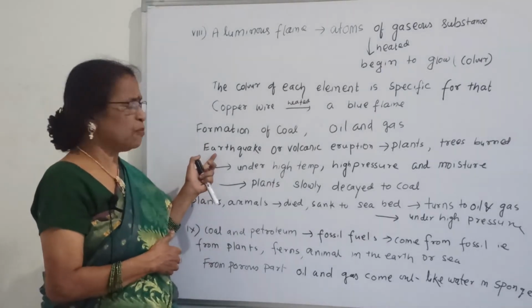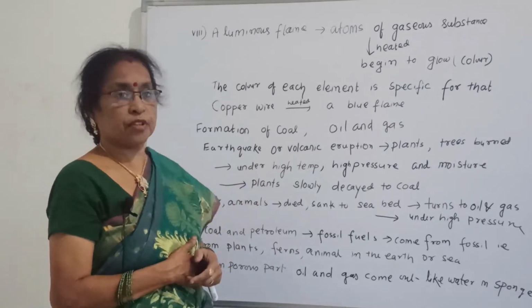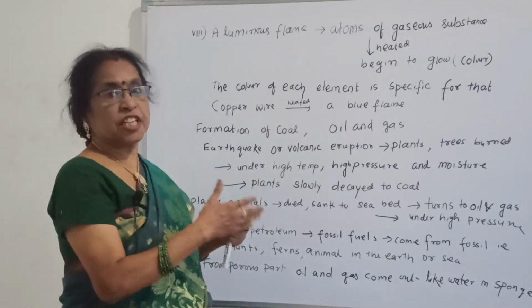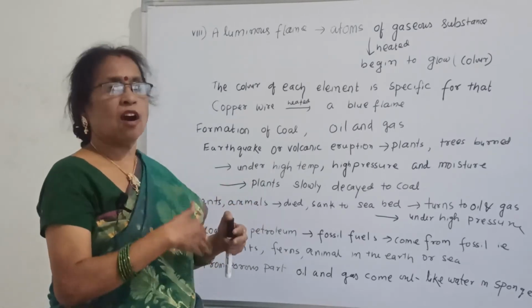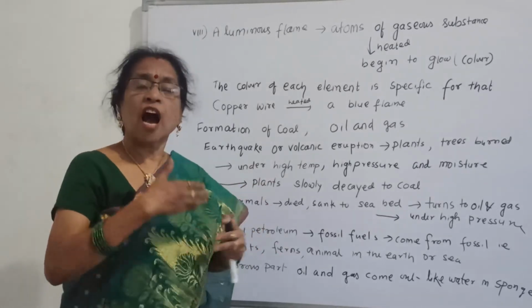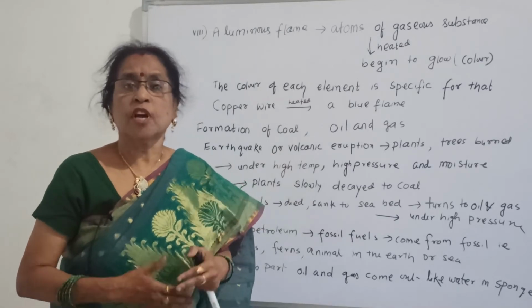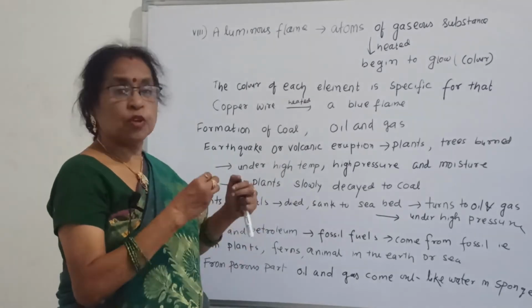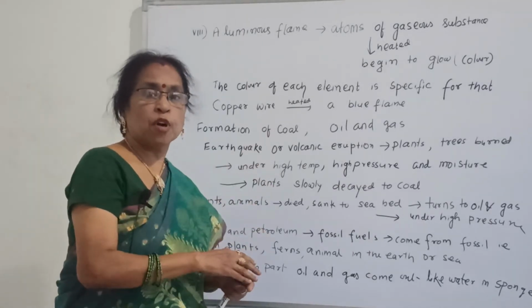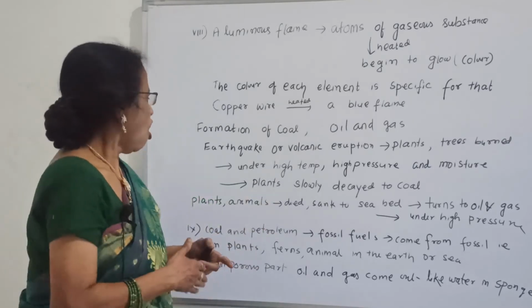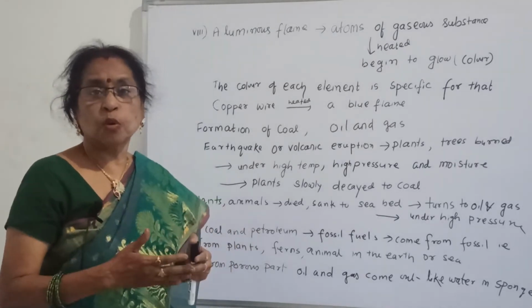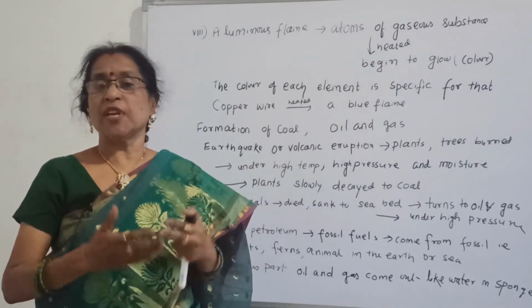For example, when an earthquake or volcanic eruption takes place, what happens? The plants, trees and animals go under the earth's surface, buried under high temperature and high pressure for millions of years, and with moisture as well. The plants, animals and big trees slowly decay into coal. So what is coal? Coal is the product formed after millions of years.